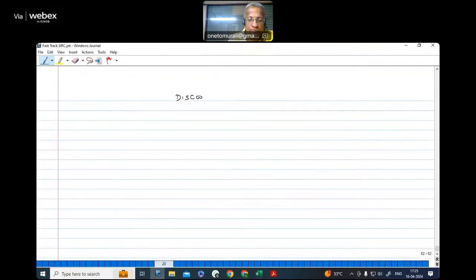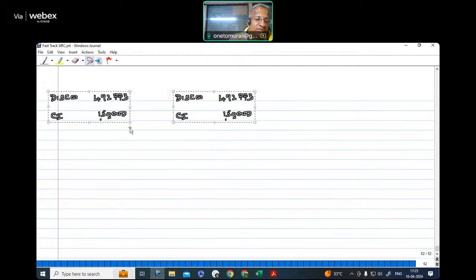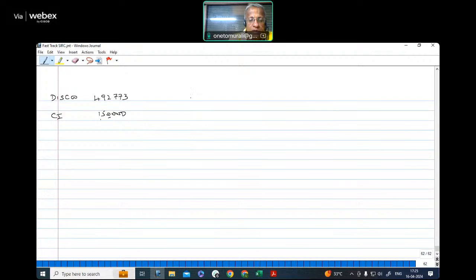So here discounted cash outflow is 492,773. So cash inflow in each of the years being 150,000. Okay. So at IRR, see all of you please just watch out, see some amount of advanced financial management is required. At IRR, NPV is equal to 0. Discounted cash outflow equal to discounted cash inflow.